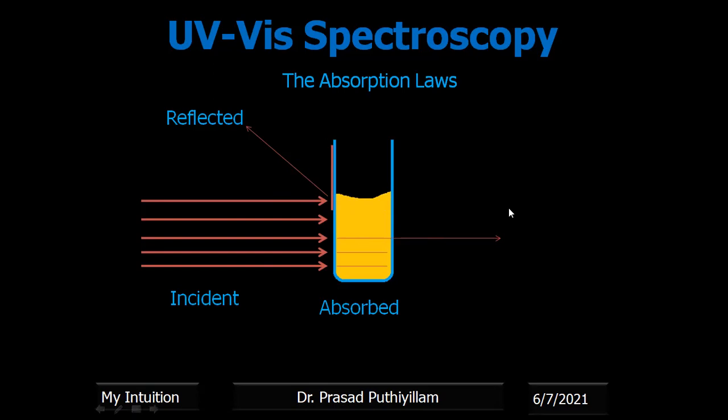The VIBGYOR spectrum in a wheel. There is a color wheel that you have to study, in which we will come to know which particular color will be absorbed by a colored species. Okay, it is not the same color which is getting absorbed.